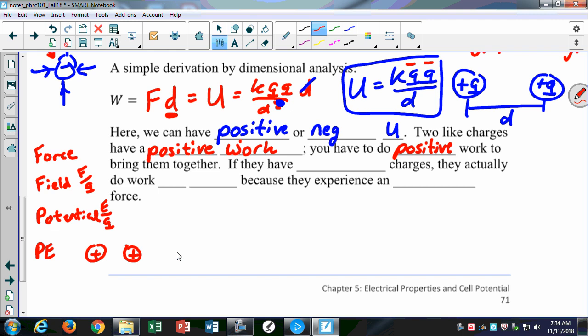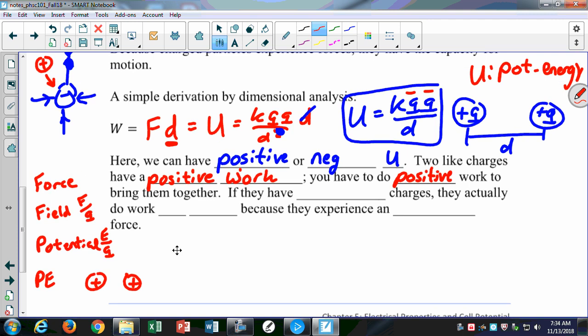We can also talk about positive or negative work. We can have that with forces and fields, not so much potential. But we can talk about positive and negative energy. And if we have a positive potential energy, then you have to do positive work to bring them together.